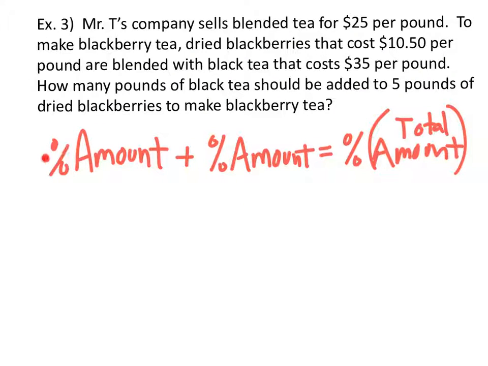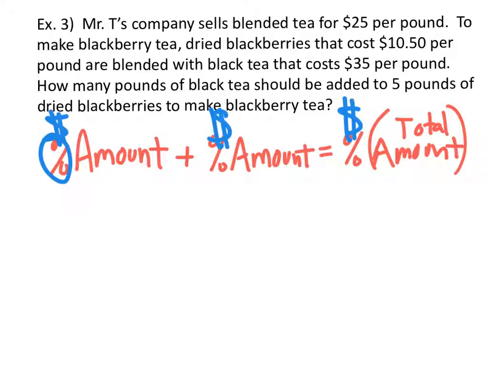So this percent amount plus percent amount equals the new percent, new total amount. That's great for all mixture problems. However, notice this word problem doesn't even have any percents involved. So in this case, we're going to have to go back and replace the percent with dollar symbols, right? You're going to put a dollar symbol right here, and a dollar symbol right there. That's going to be the price per pound in this case.